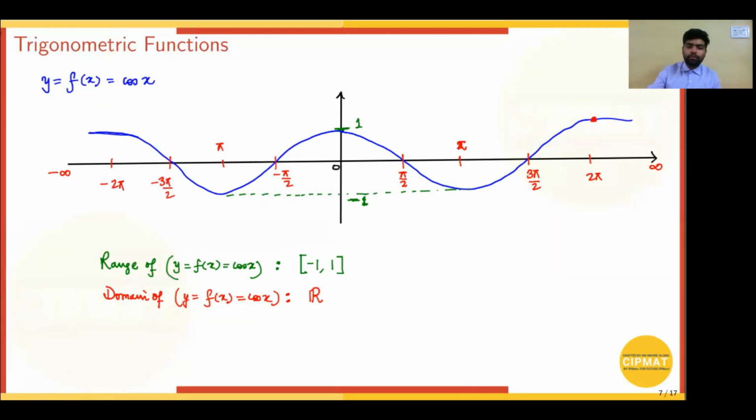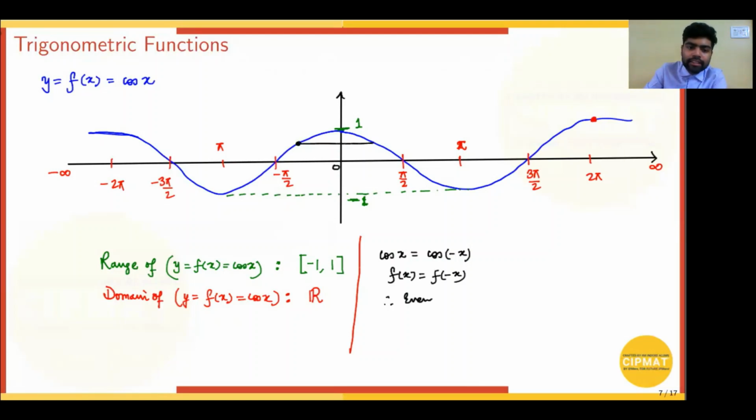Okay, now a few more points about this. We know that cos of x is equal to cos of minus x. That means f of x is equal to f of minus x. Therefore, it's an even function, like sine x was an odd function. However, cos of x is an even function. So what does that mean? That basically means that it is going to be symmetrical about the y-axis.